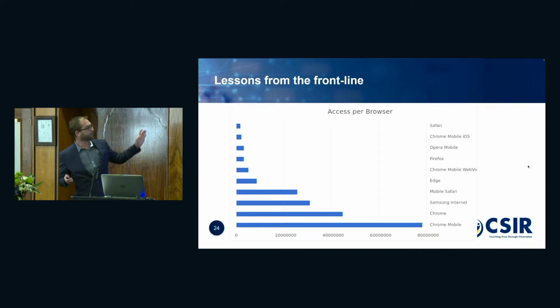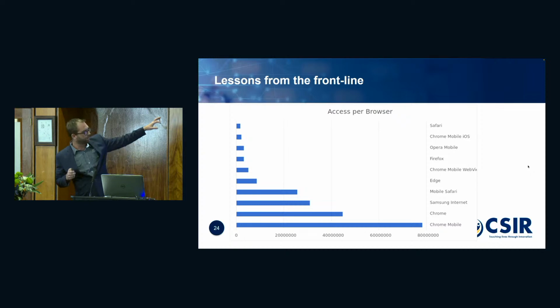Finally here, just to bring it back to really what I started with, is how people accessed the vaccine certificate. And overwhelmingly, 38% were on Chrome mobile, on the phone. 22% used Chrome on the laptop.